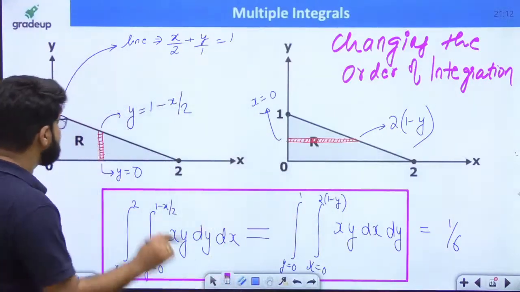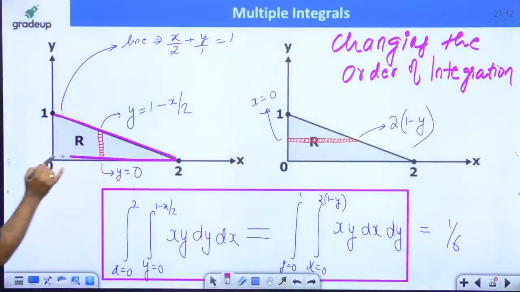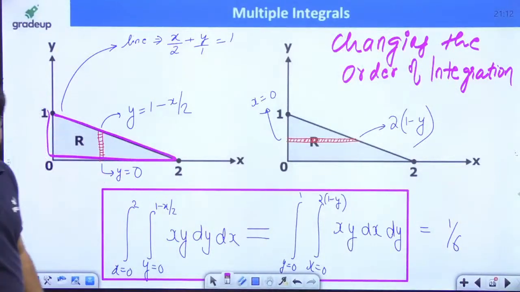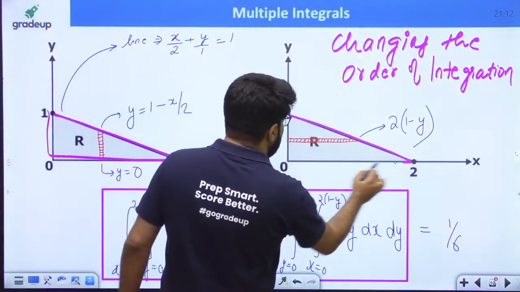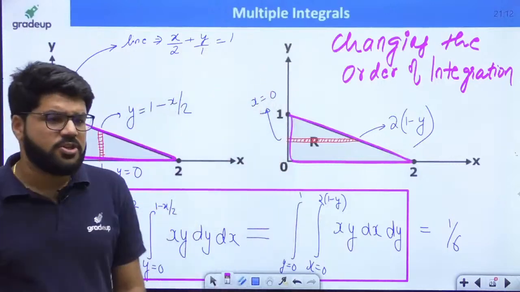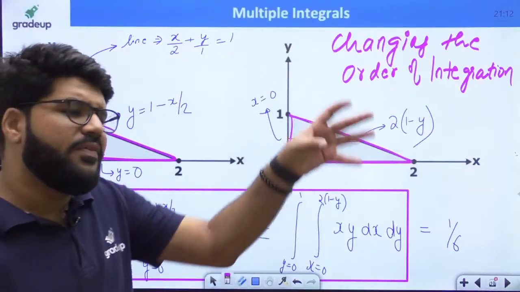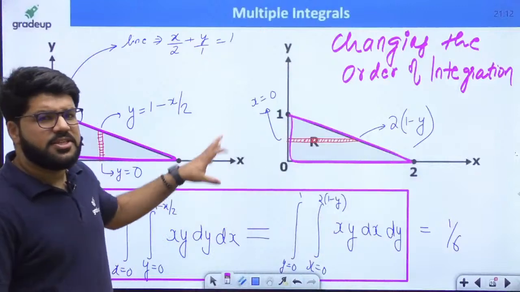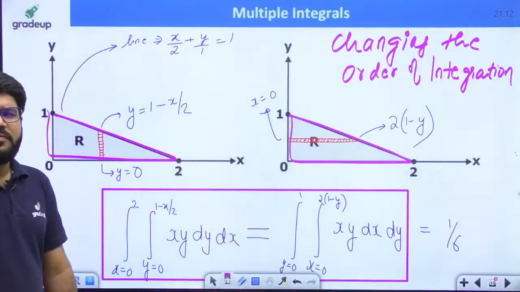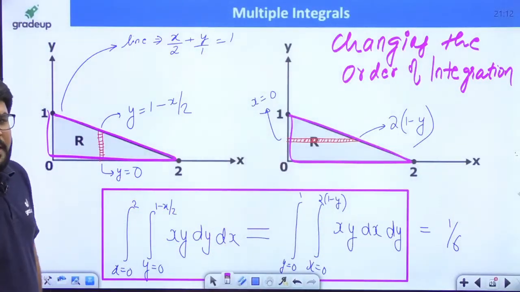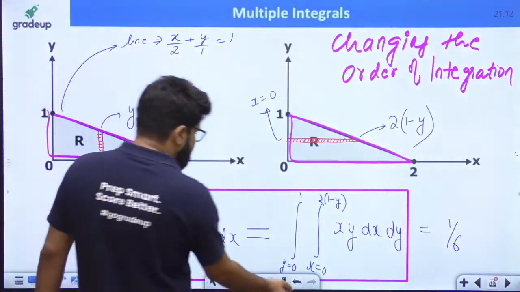My whole intention is to cover up this triangular region. So whether I take a vertical limit or a horizontal limit, my idea is to cover up all the values of x and y within this triangle. That is why both of them will give you the equivalent answer.